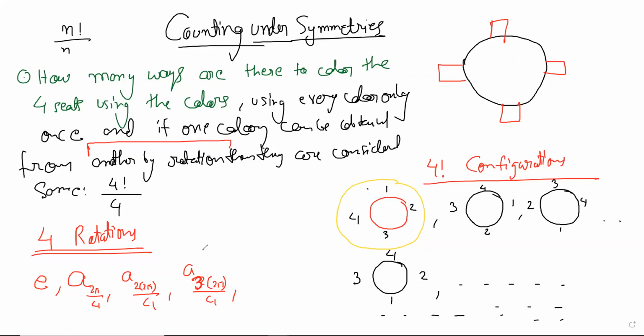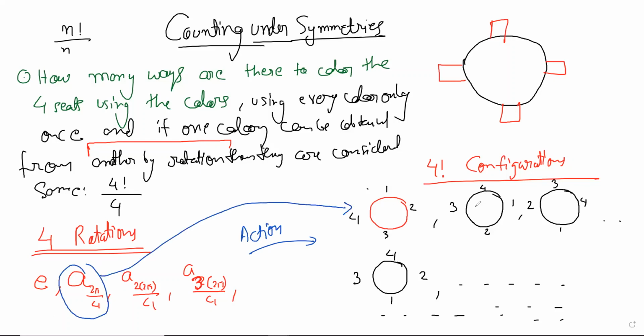Three other, exactly. So I'll say that more clearly, in the sense that, if the word action is not very clear, for example, if you perform this action on this, then what are you going to get? You will get exactly this, right? So maybe I should say, if you perform this action. And these are actually proper words. These are called group actions.